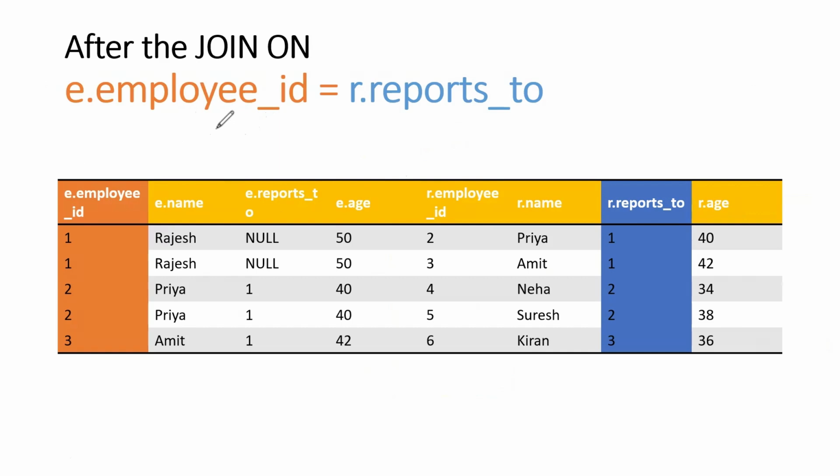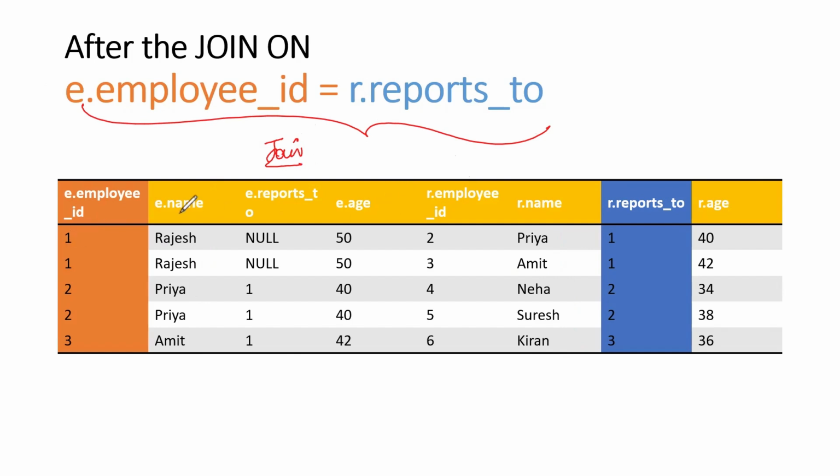So you can see here that we have done a self join on the employee ID and report to column. Okay. So you can see over here that Rajesh is reported by Priya and Amit. Priya is reported by Neha and Suresh, and Amit is reported by Kiran. So if you can find out that you have to join the table in this way, the rest of the steps become very easy.